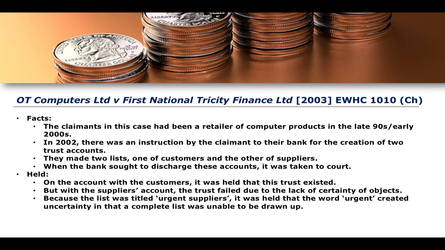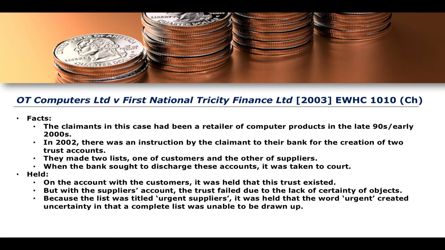But the fact that they had a caveat, essentially, which was not just all the suppliers, but only the urgent suppliers. Well, what counts as urgent? Who defines what urgent may be? For some people, urgent suppliers might be this list of suppliers over here, but for other people, urgent suppliers might be this list of suppliers over here. Where is the line drawn? This is where the conceptual uncertainty is created, and therefore the complete list is unable to be drawn up.